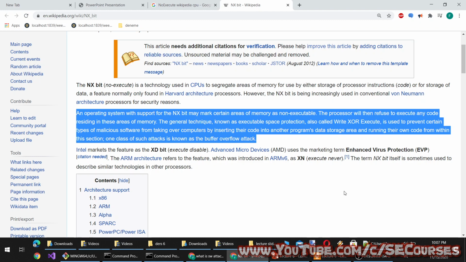The general technique, known as executable space protection, also called write XOR execute, is used to prevent certain types of malicious software from taking over computers by inserting their code into another program's data storage area and running their own code from within this section. One class of such attacks is known as the buffer overflow attack.